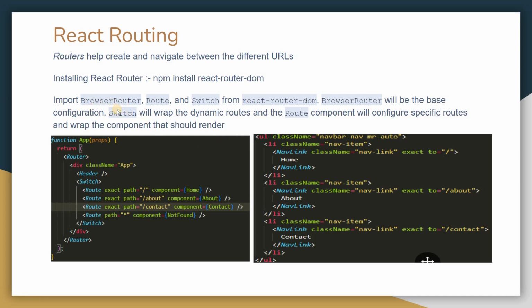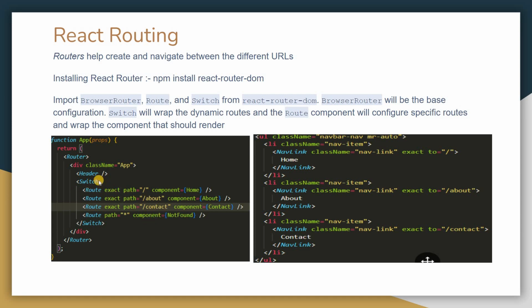BrowserRouter is the base for the configuration, and Route means on which particular URL we want to load which component, and Switch means that we need to wrap our whole routes inside our switch. So if there are any URL changes, and we put the routes inside the switch, only one particular component should be loaded. If we are not putting our routes inside this switch, it will load every component.